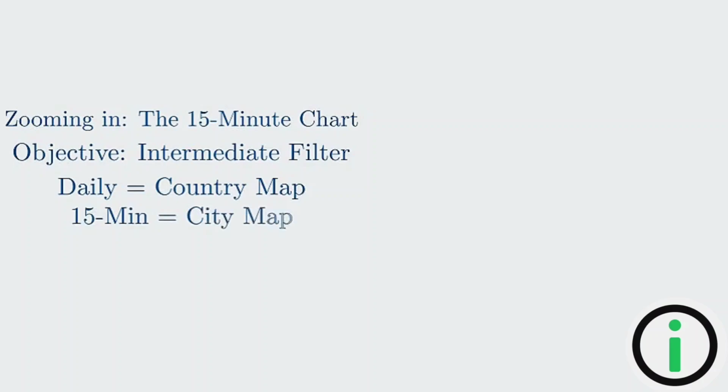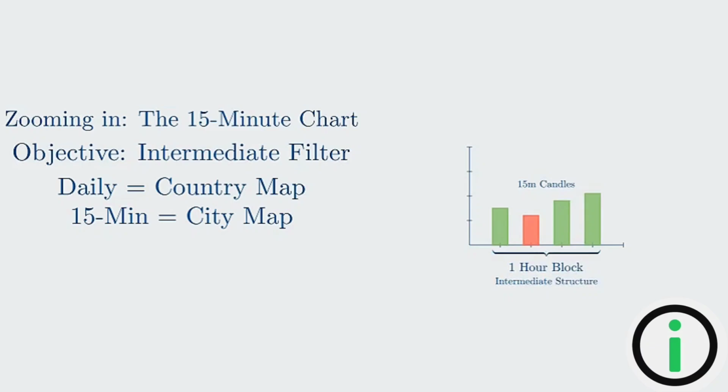Now that we have the big picture, let's zoom in a bit to the 15-minute chart. The 15-minute chart serves as an intermediate filter. If the daily chart is our map of the entire country, the 15-minute chart is the map of our specific city. Each candle here represents 15 minutes of time. Notice how 4 candles fit into a single 1-hour block, forming what we call intermediate structure.